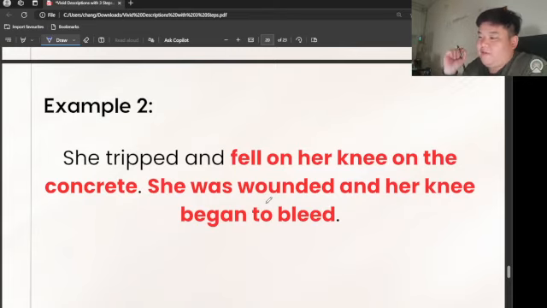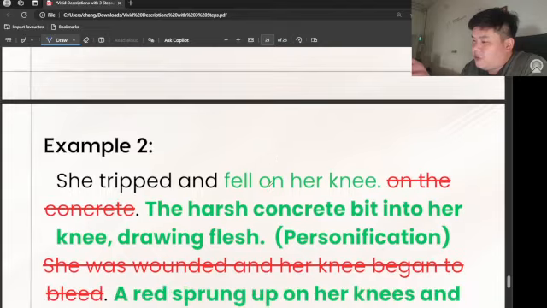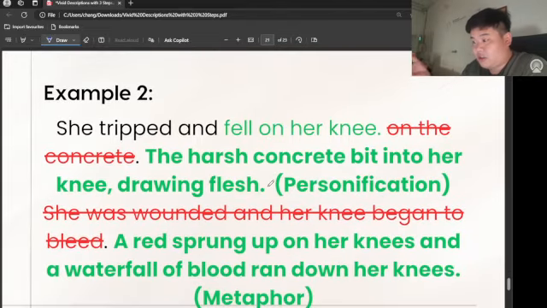So she tripped and fell on her knee on the concrete. She was wounded and her knee began to bleed. As far as descriptive writing goes, this is still fine. Of course, certainly it wouldn't net you the most marks for content, but for language as well. So if you want to elevate it, this is what you can do. Well, just an example. She tripped and fell on her knee. The harsh concrete bit into her knee, drawing flesh.